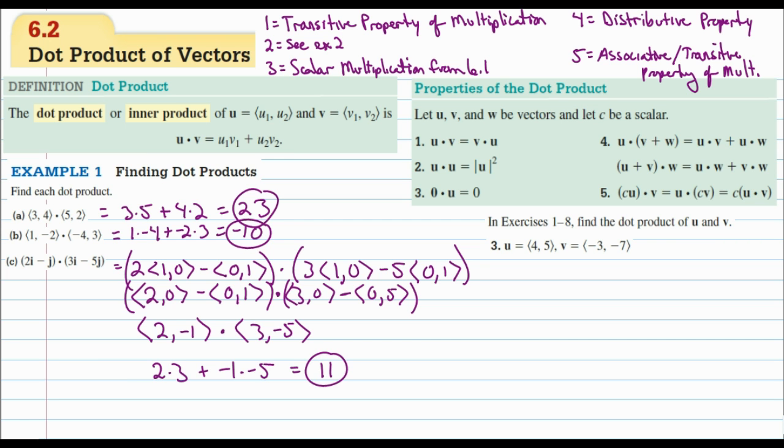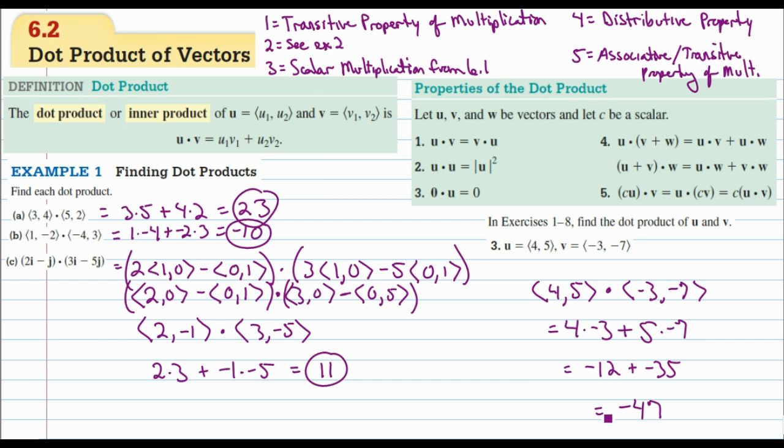The now try problem, number 3, says find the dot product of vectors u and v. So again, I'll multiply their x-coordinates and then add the multiplication or product of their y-coordinates. And I get -47.